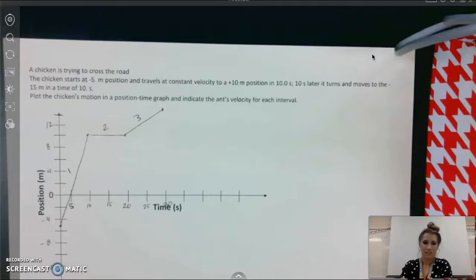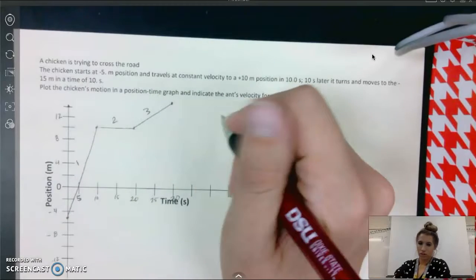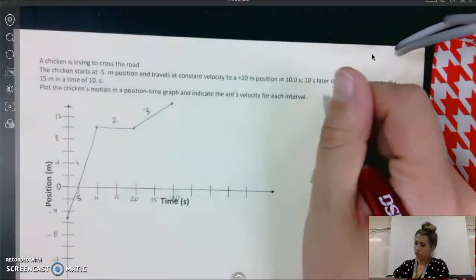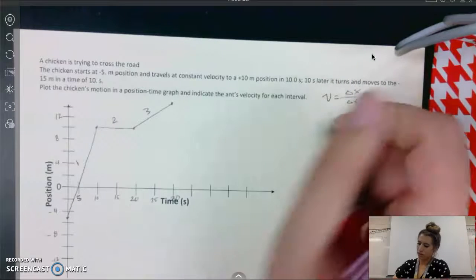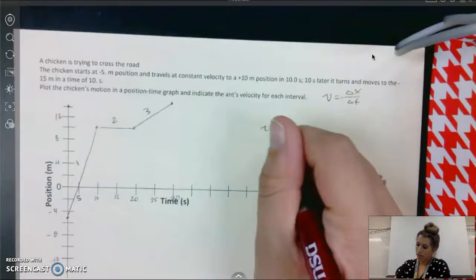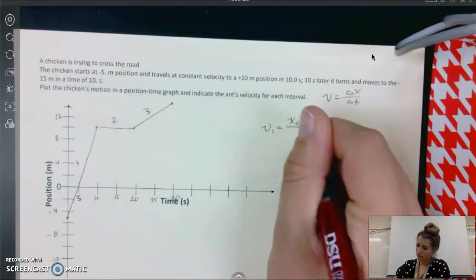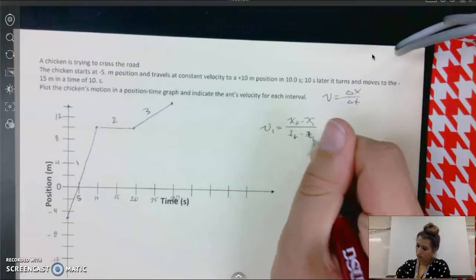Okay, we're looking at the velocity of each time interval. So, reminder, we're going to call it v1. Velocity is equal to a change in position over a change in time, so v1 equals x final minus x initial over time final minus time initial.